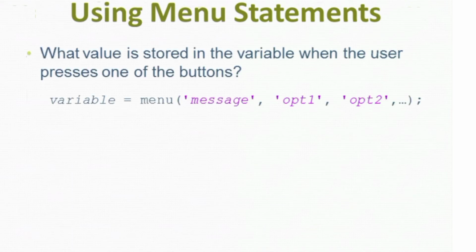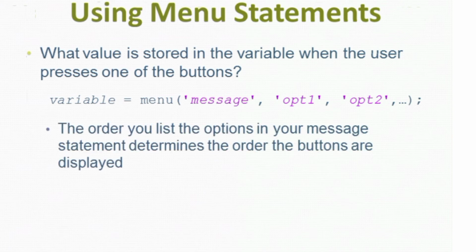So we saw with the input statement, what is actually stored into the variable is the value or the word or whatever it is that the user typed in. So the question is, what is actually stored into our variable when the user presses one of these buttons? They're not actually typing anything in, so what's actually going to be stored? Well, the way that the menu statement works is that each of our options, or each of those buttons, is given a number, and based on which button the user presses, the number for that button is stored.